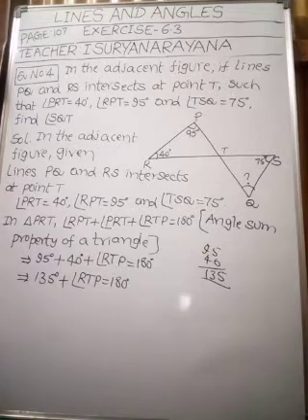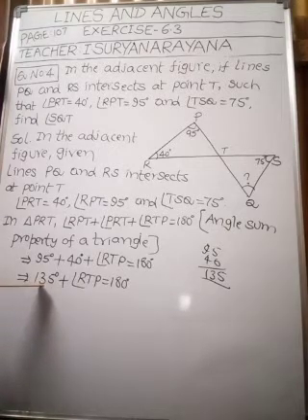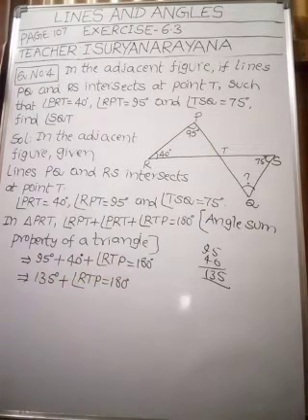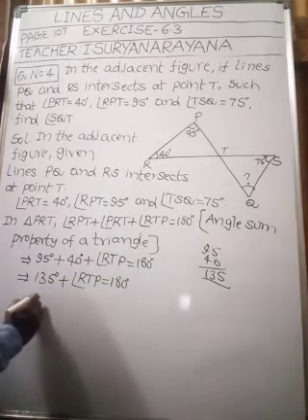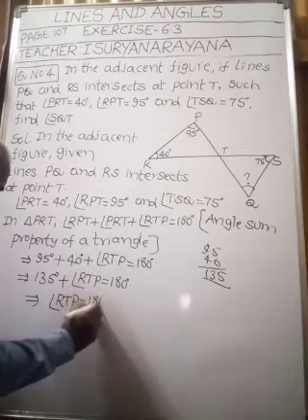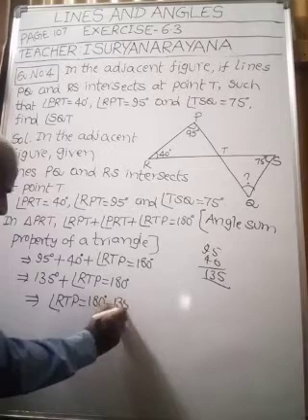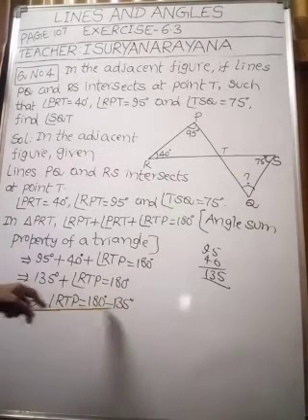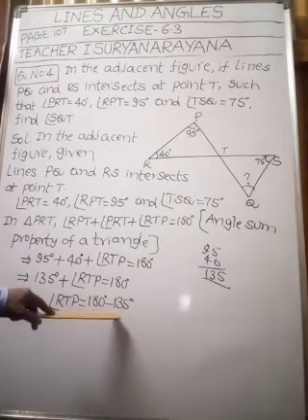Right. Now we transpose 135 degrees to RHS, then it becomes minus 135 degrees. Okay, my children? This implies angle RTP is equal to 180 degrees minus 135 degrees. Now let us simplify these two numbers. Understood this step, my children?